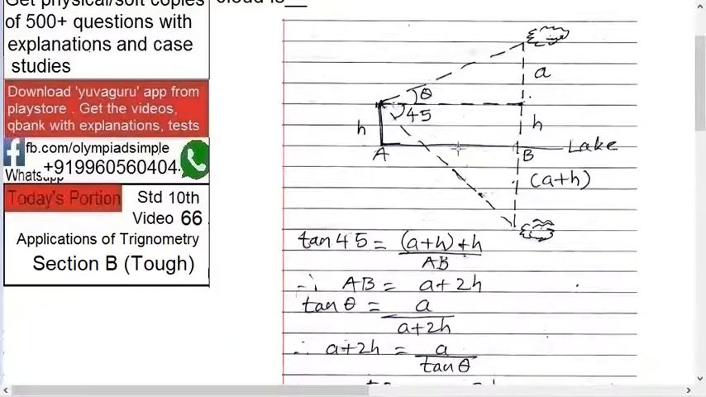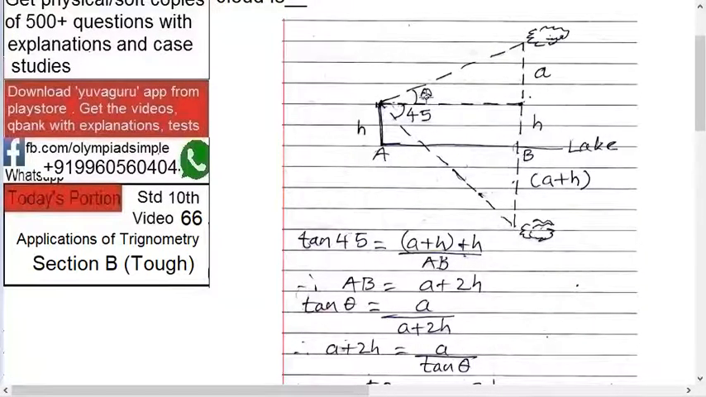Now tan 45 is what? A plus H, right? The whole upon AB, right? This AB is adjacent. Okay. Now tan 45 we know, that is 1. Therefore AB equals A plus H, that is A plus 2H. Okay. Now we got AB, A plus 2H.